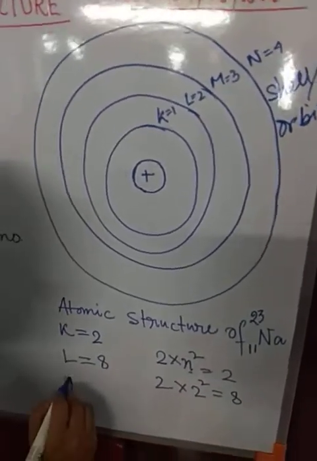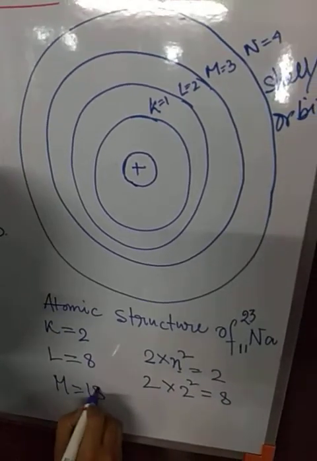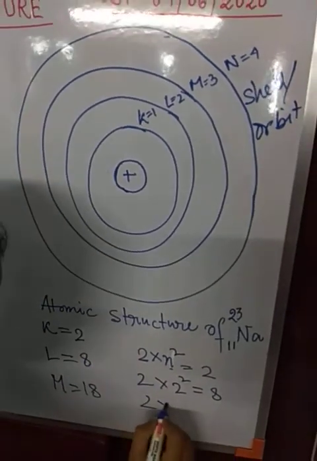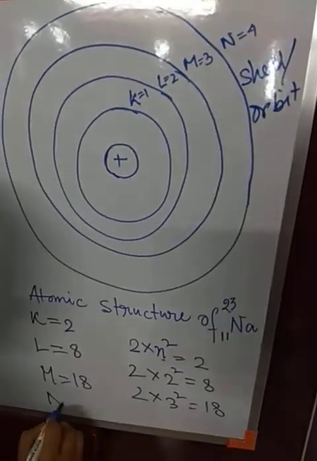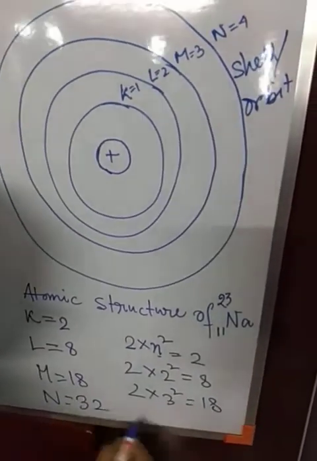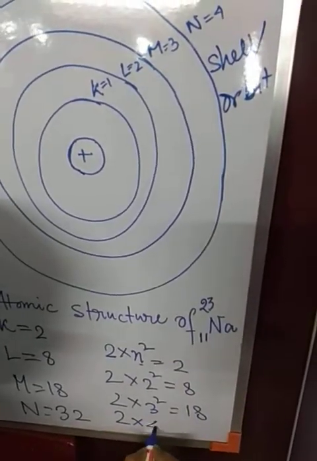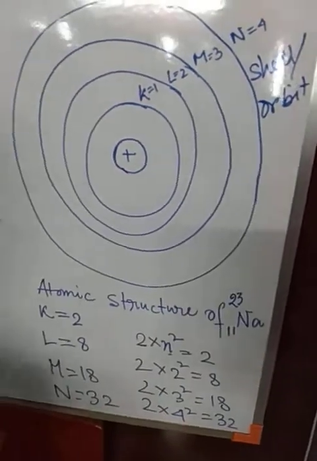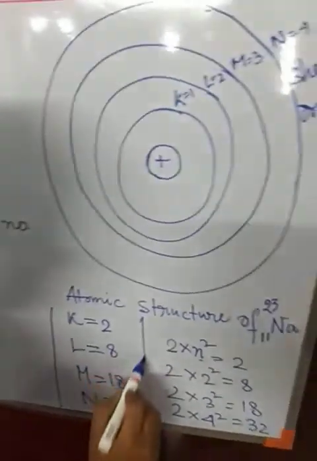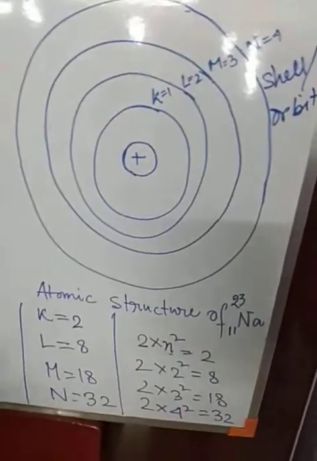In M shell, in the same manner, we will find it as 18. 2 into 3 square is equal to 18, and for N shell, this will be 32. 2 into 4 square is equal to 32. So these are the maximum number of electrons which can reside in these 4 shells.